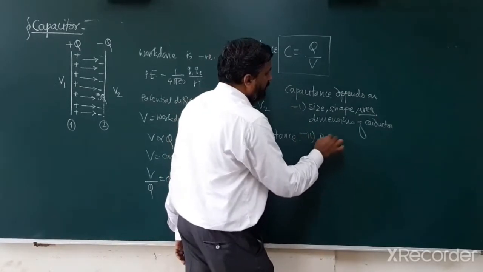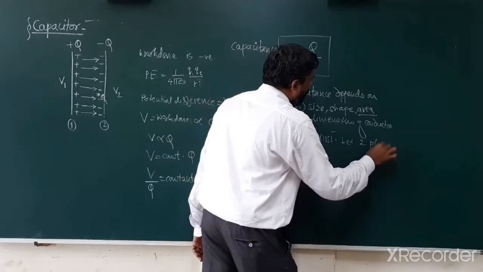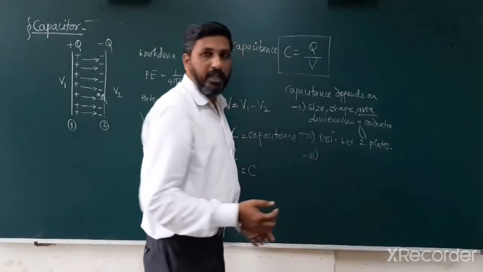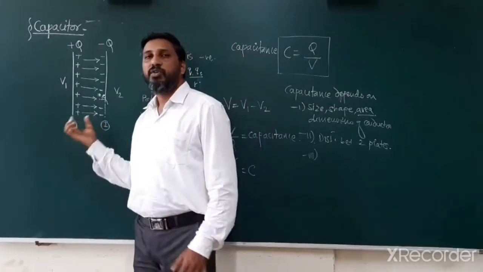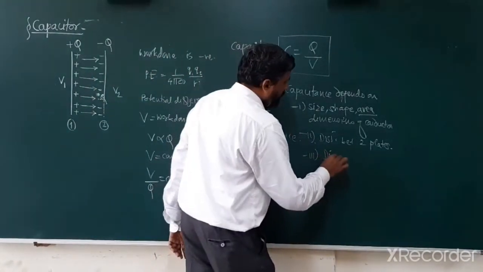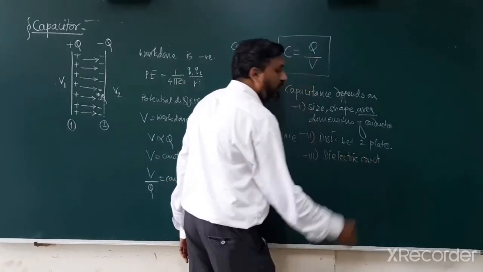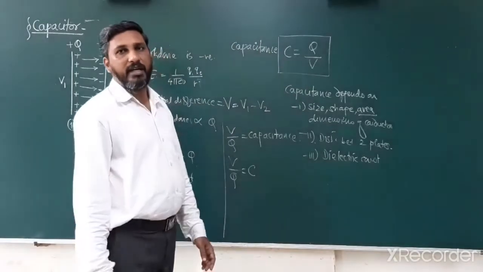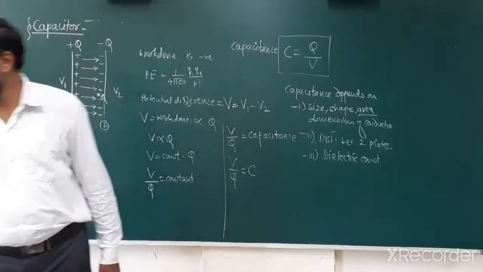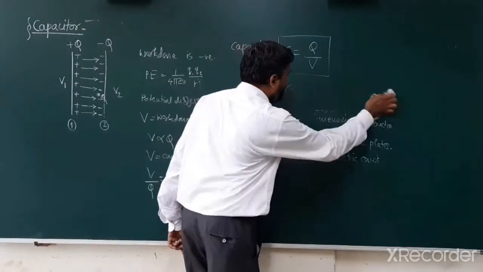Second, it depends on the distance between the two plates. And the third factor is which medium is present in between these two plates, so it depends on the dielectric constant of the medium. On these factors the capacitance of a capacitor depends. So remember this one. Just pause the video and write down these things.